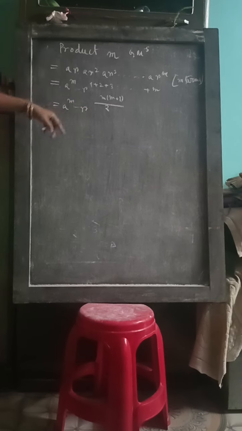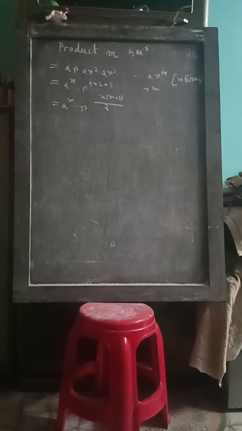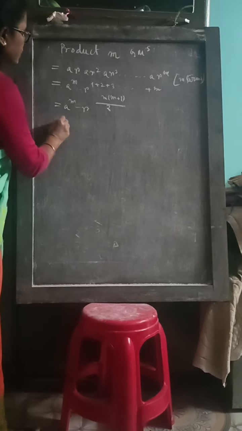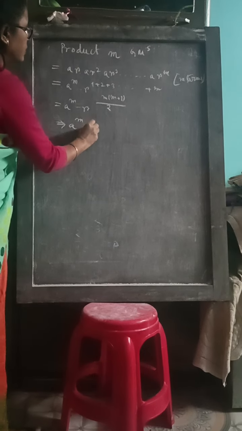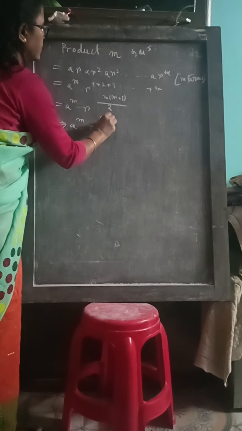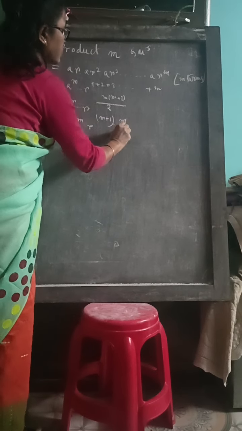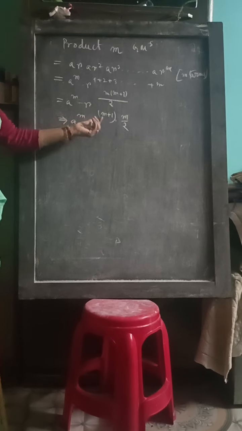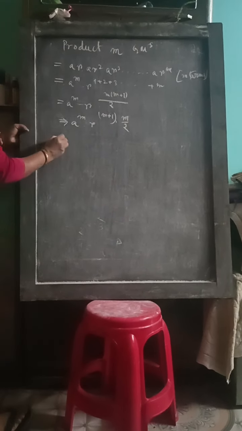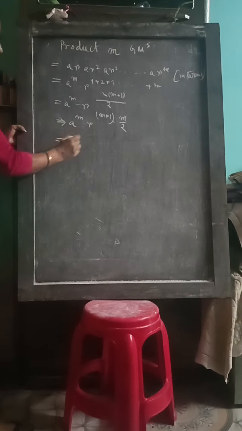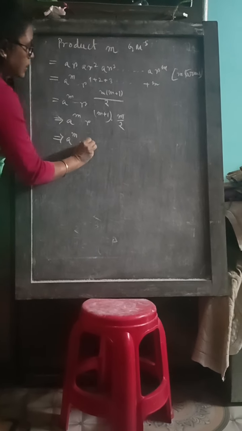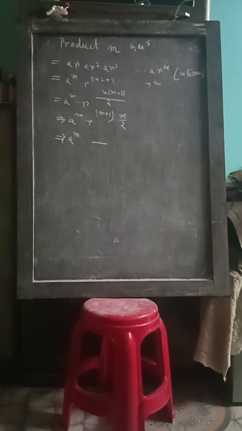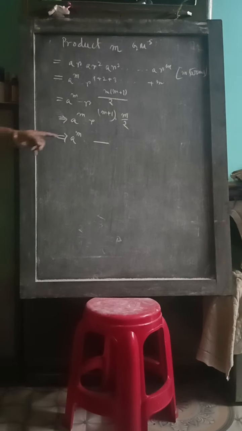Understand this? Do you understand? a to the power m into r to the power, how do we write this, m plus 1 into m by 2. We already found the value of r to the power m plus 1. So we substitute this in the place of r. r to the power m plus 1 is equal to what? b by a.